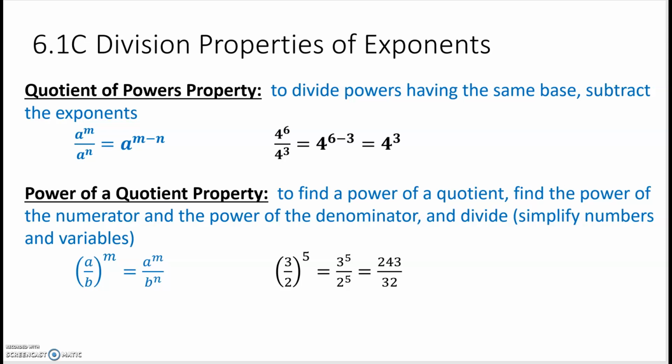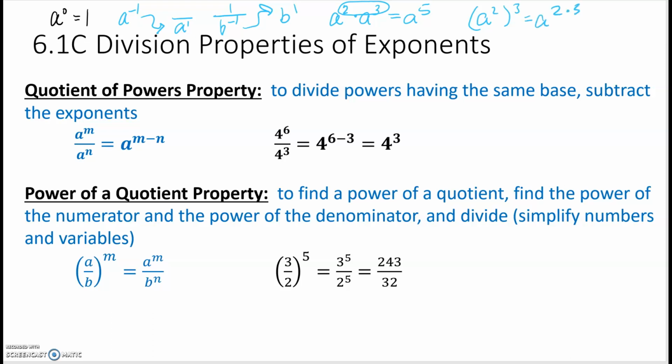Remember that so far we have anything to the 0 power is 1. We also know that if we have a negative exponent, it moves either to the bottom or to the top, depending on where it was originally. We also know that if we have multiple bases that are the same, we add those exponents together. So that would be a to the 5th. And we also know if we have parentheses, we multiply those exponents together. So that would be a to the 6th. Okay, so that's what we've learned so far in this section.